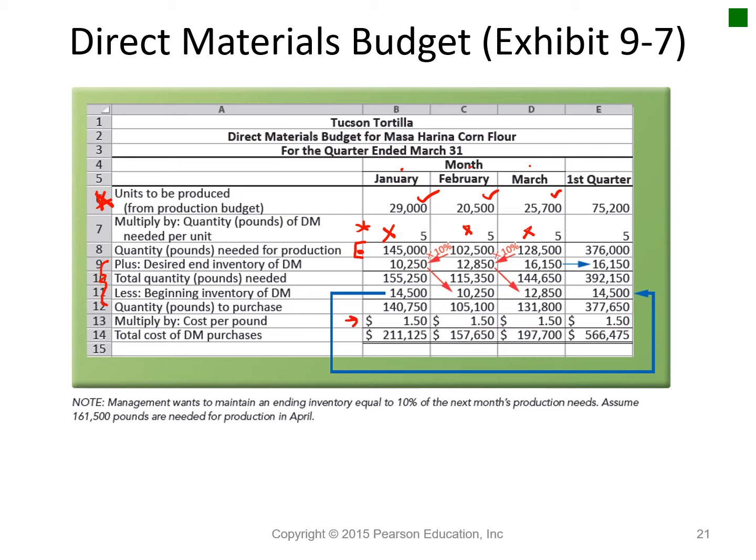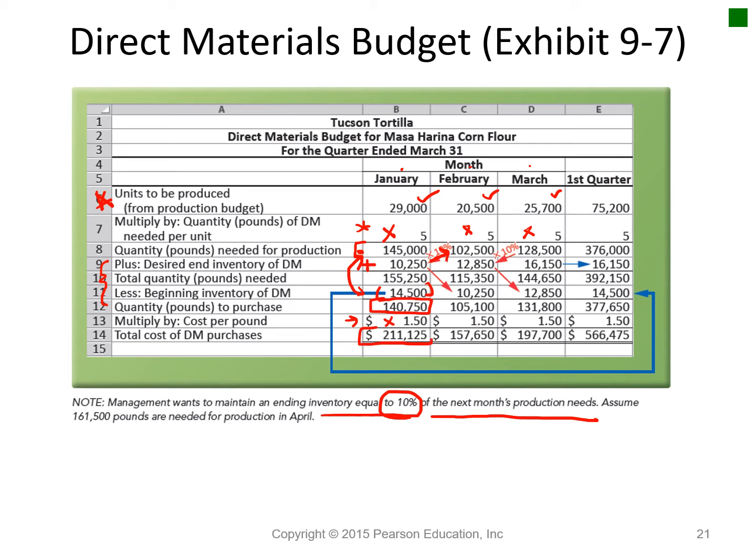So if you look down here at the bottom, they tell you what they want ending inventory to be, which is 10% of the next month's production needs. So the way you get this, if I'm right up here at the top, I got 145,000. To get my desired ending inventory, I'm going to take 10% of February's production needs, which is 102,500. That's going to give me 10,250. You then add that to 145,000. That gives you 155,250. You subtract out 14,500. And remember, the 14,500 could also be obtained by simply taking 10% of 145,000. There's your beginning. You subtract that. So right here, the 140,750 is what you need to purchase. The cost per pound is $1.50, so you multiply that by $1.50, and so your total cost would be $211,125.